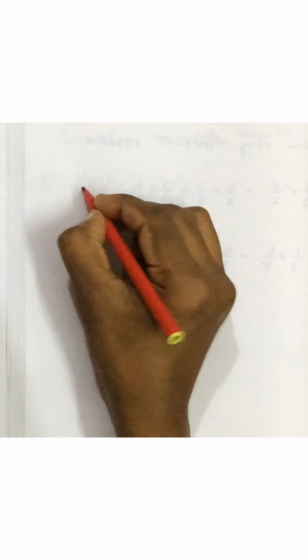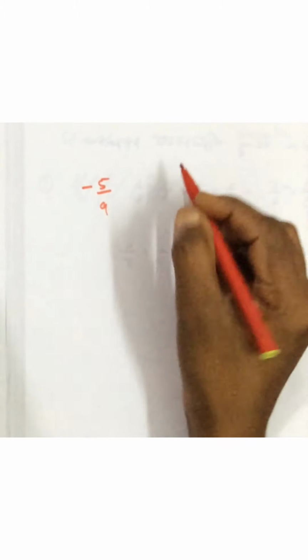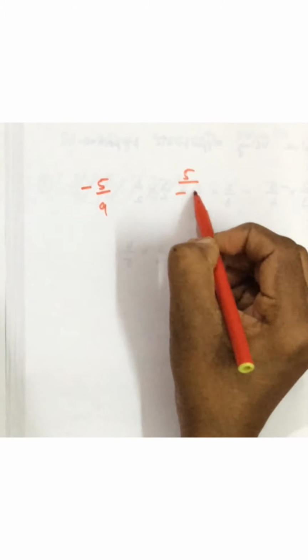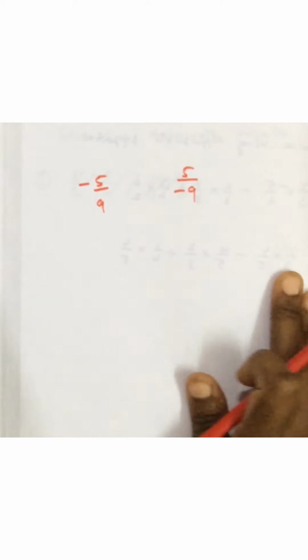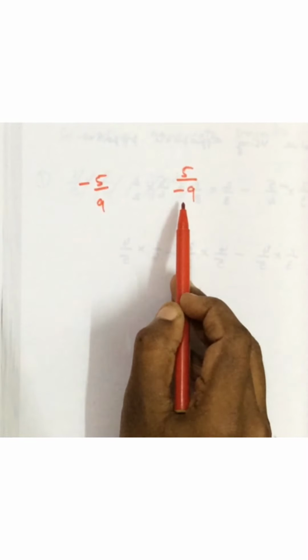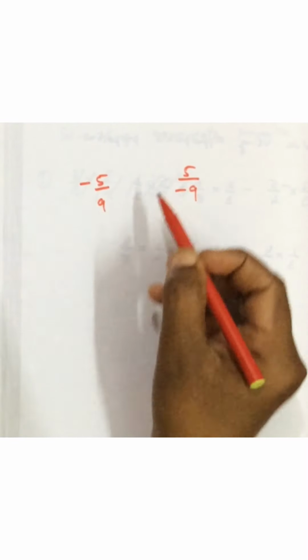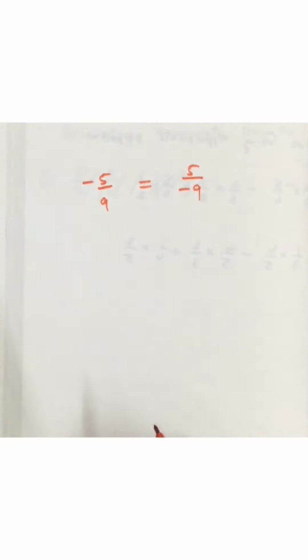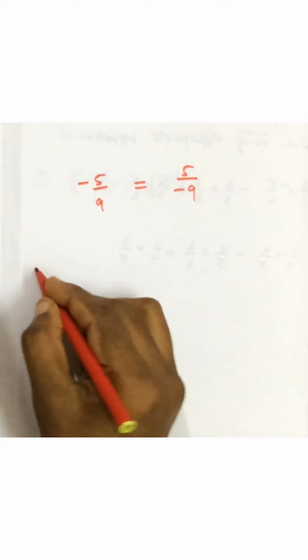I want to clear a point here. I have seen many students have a doubt whether minus 5 by 9 and 5 by minus 9 are the same or different. You see here, the negative sign is in the numerator and here the negative sign is in the denominator. Both represent the same. Okay, if you have any doubt, you can see it like this.